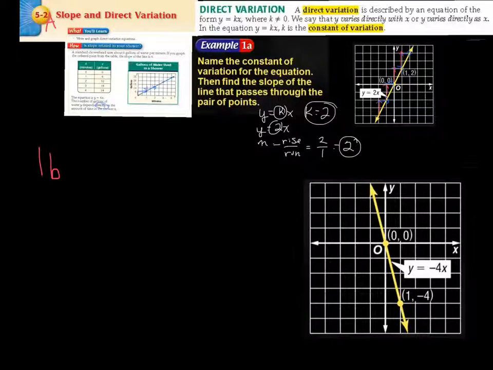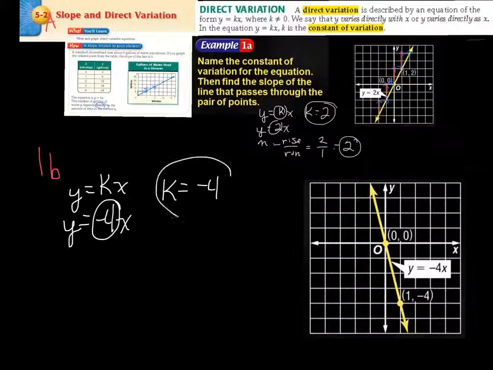Same question for 1b, different graph. Name the constant of variation. So in our y equals kx equation, we have y equals negative 4x. So we can see that k equals negative 4. And looking at our rise, this time our rise is going down 4 each time. And our run is going over 1 each time.